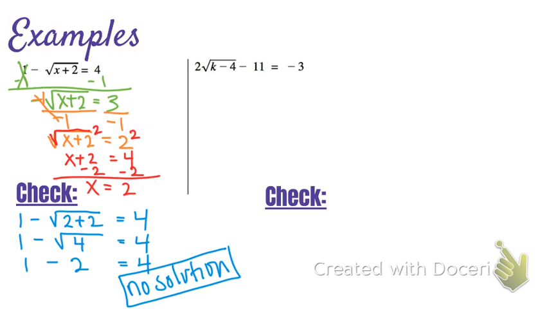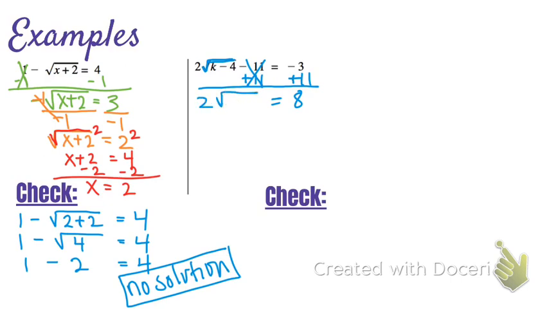Now let's look at the one on the right. Again, in order to get rid of this square root, I can square it, but I need this to be all by itself. So I need to move that 11 and the 2. First I'm going to undo what's added or subtracted to whatever I'm trying to isolate. Minus 11 plus 11 is 0. And then this would be 8.